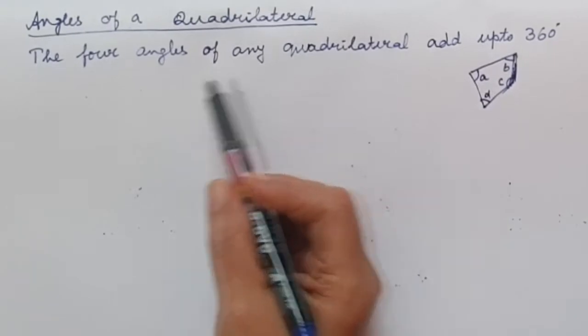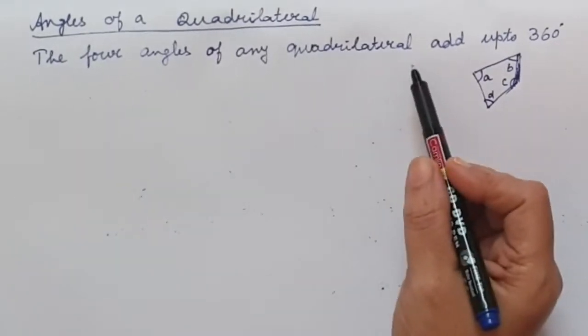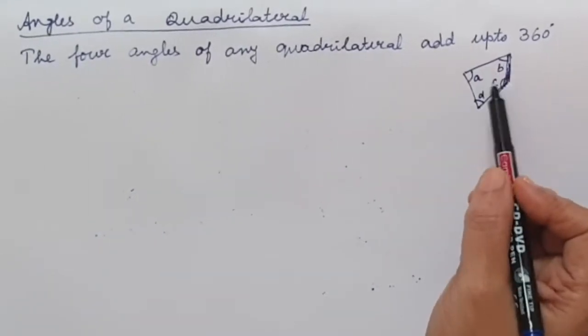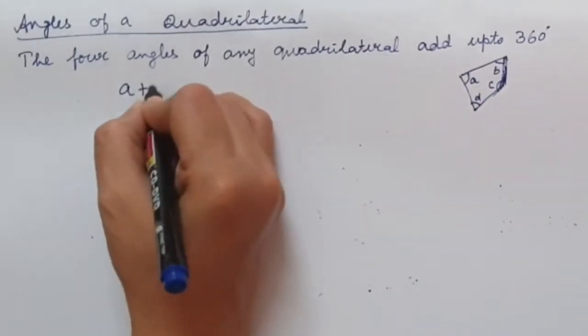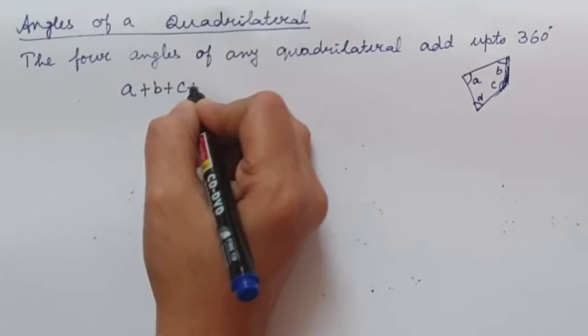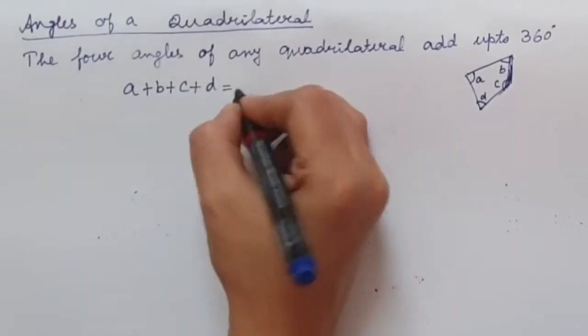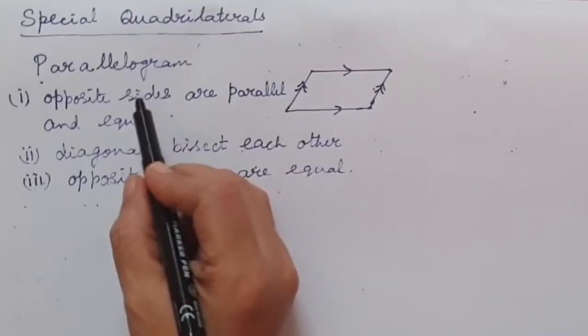Angles of a quadrilateral. The four angles of any quadrilateral add up to 360 degrees. Suppose we have the four angles as A, B, C, D, then A plus B plus C plus D will be equal to 360 degrees.